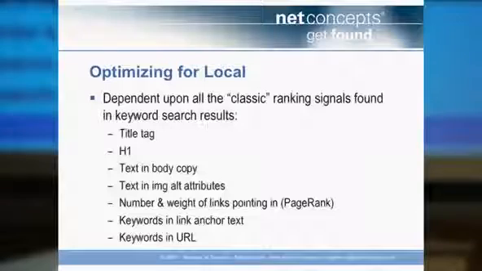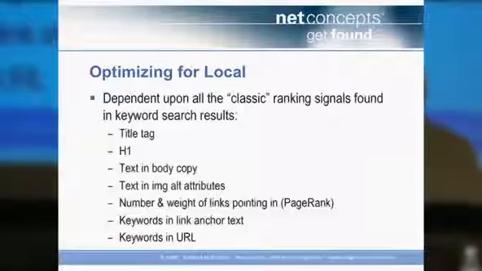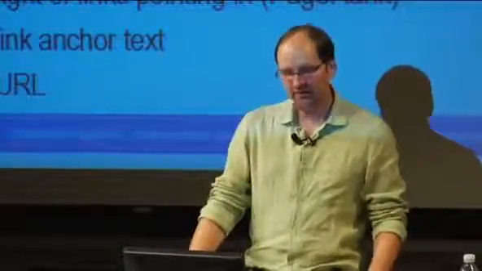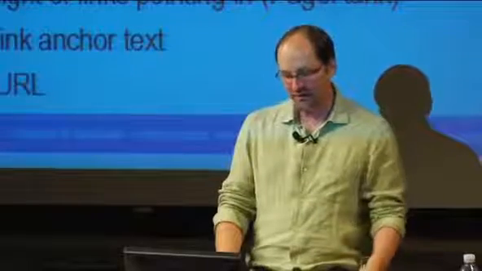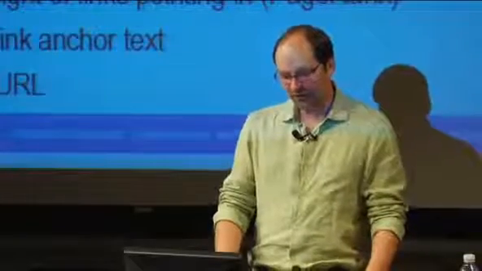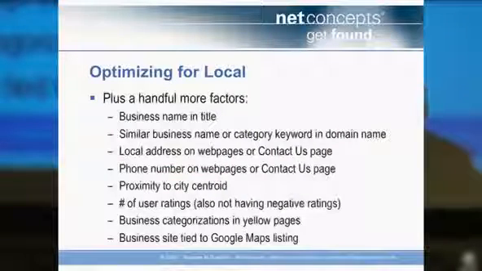So dependent upon all the classic, you've got standard sort of SEO principles still applying as far as keyword prominence and use of keywords and so forth, and that includes the title tag in H1 and the text in the body copy and in the image alt attributes and so forth. You also have your page rank or link juice having an impact as well, and keywords in the anchor text, right? So good anchor text, not click here, keywords in the URL. These are all good classic ranking factors that also work in local search.